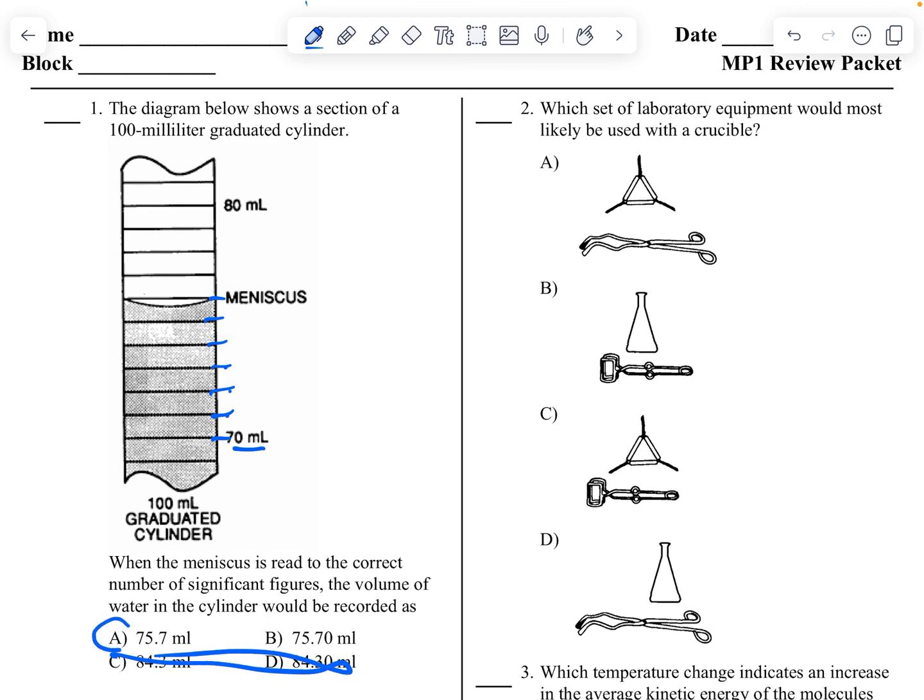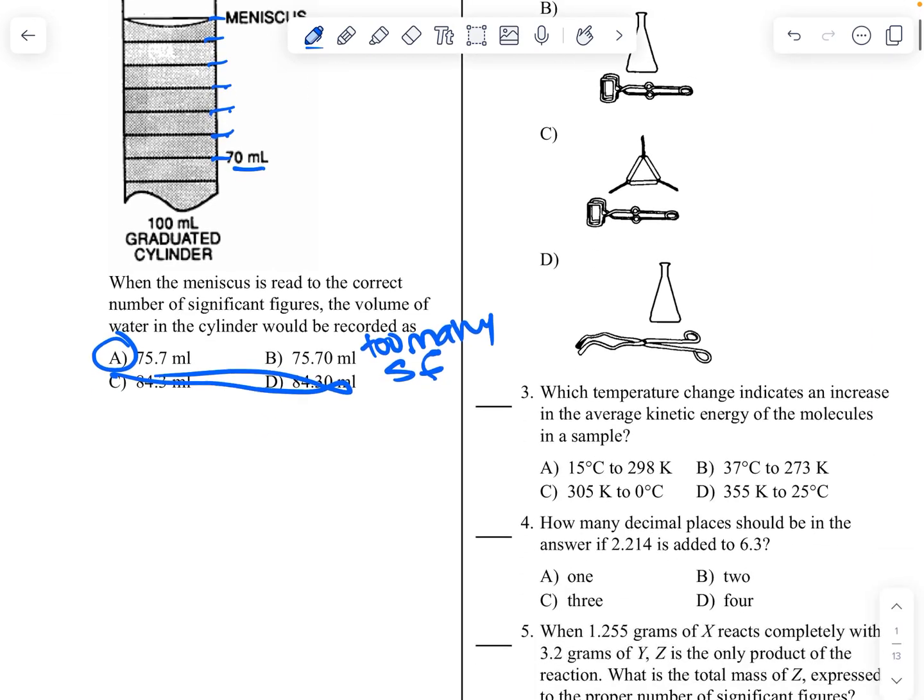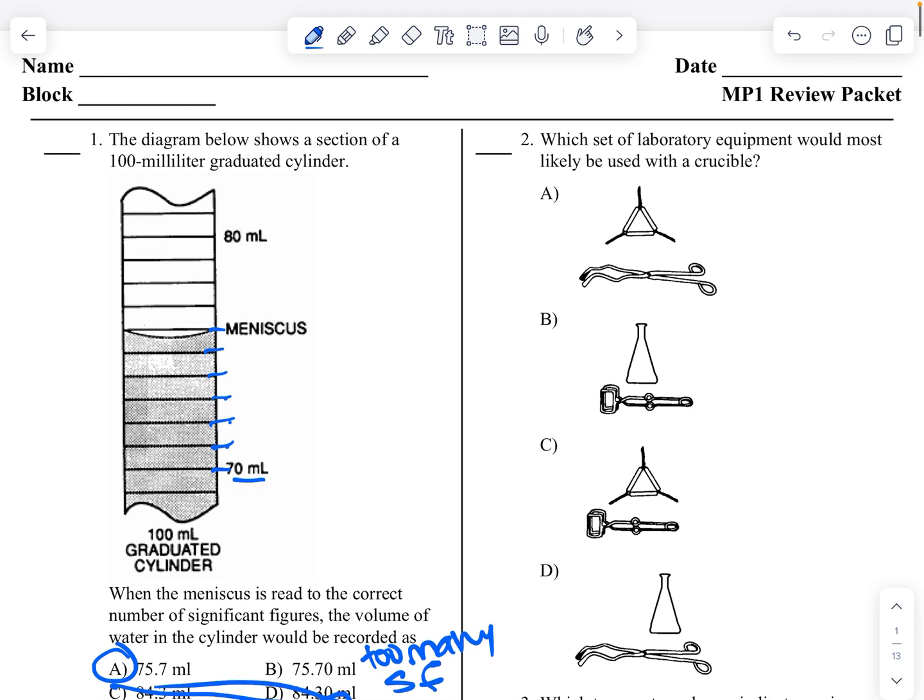And again, the reason why it's not 0.70 is this is too many sig figs. You would need to have the scale go to the tenths in order to estimate to the hundredths, and we do not have that. Number 2, which set of lab equipment would most likely be used with a crucible?